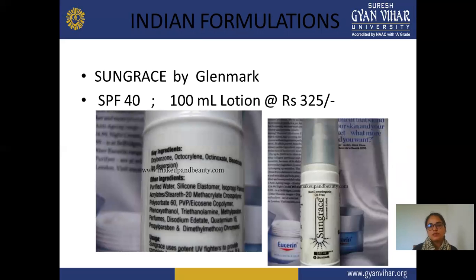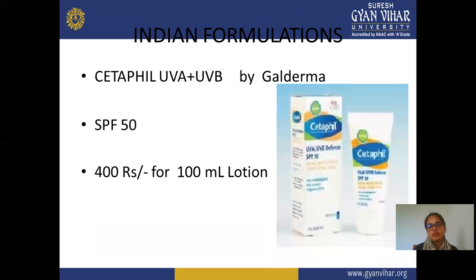Next is Sun Grace by Glenmark. It is another formulation manufactured by Glenmark, with SPF 40, available as a 100 ml lotion at rupees 325. The next Indian formulation is Cetaphil, by Galderma, which protects from both UVA and UVB light. SPF is 50. It is very good because it protects from both lights, and the SPF is also high at 50. The MRP is 200, and it is available as a 100 ml lotion.